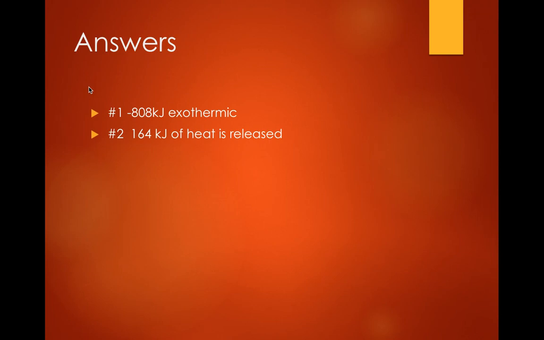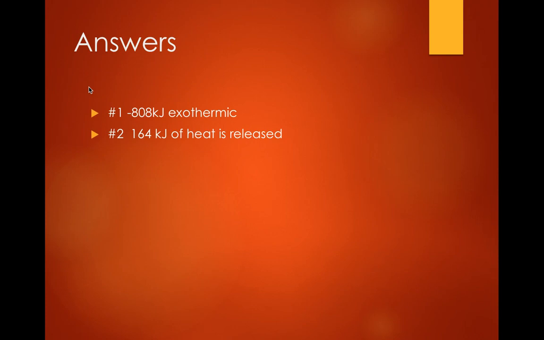Now we have to subtract our products. So we're going to go 2,642 minus 1,598, and that's taking into account our carbon dioxide bonds. And then we're going to subtract 1,852, and that's taking into account all of our oxygen-hydrogen bonds. When we do that, we get negative 808 kilojoules. Because it's negative, it's exothermic. Heat is released, which makes sense because it's combustion.